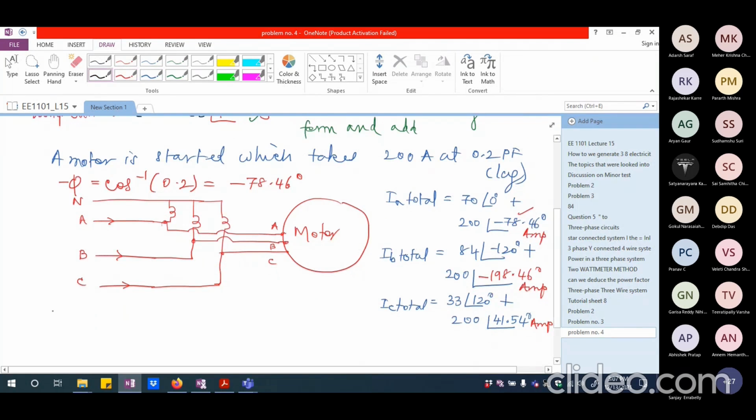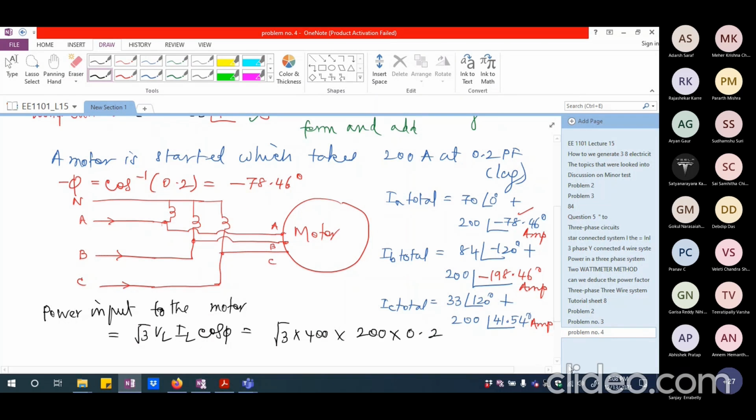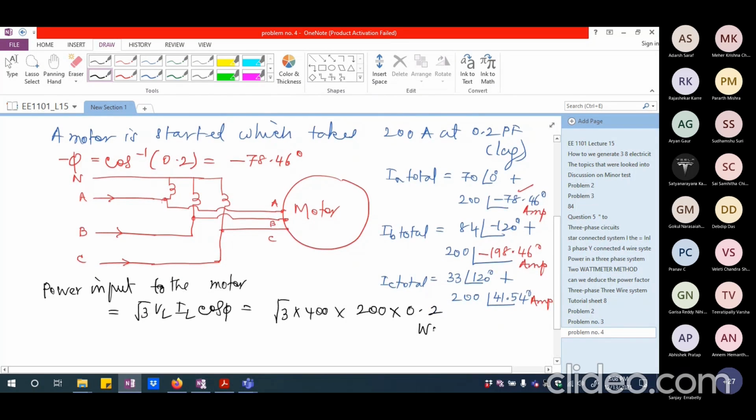Now the power input to the motor will be root 3 VL IL cos phi. So that is going to be root 3 times 400 multiplied by 200. Cos phi is 0.2. So this is going to be the wattage.